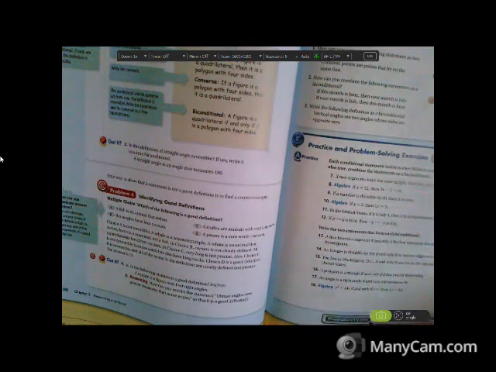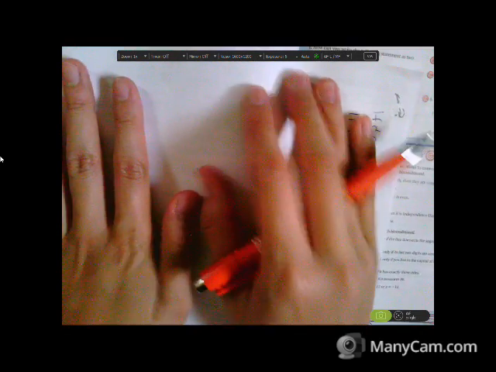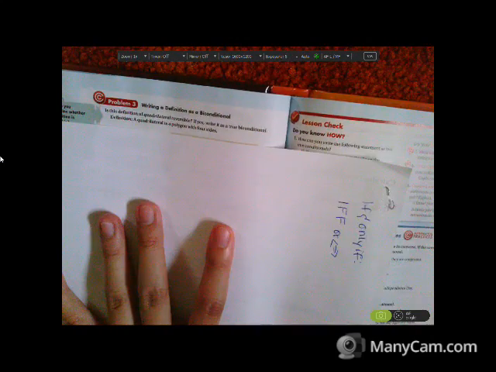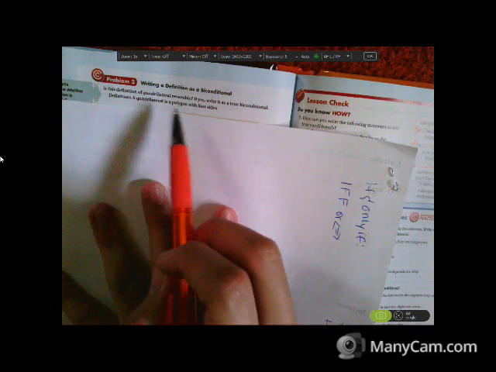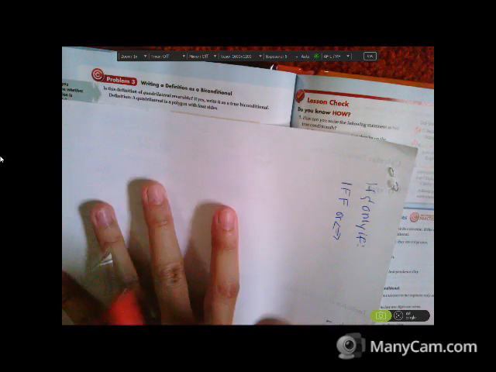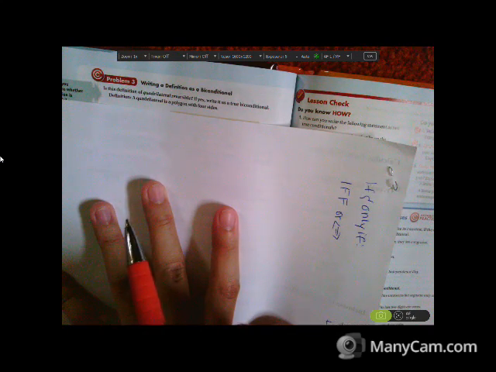Right. Moving on to problem 3. Is this definition of a quadrilateral reversible? If yes, write its biconditional. A quadrilateral is a polygon with 4 sides. So, is the reverse true?